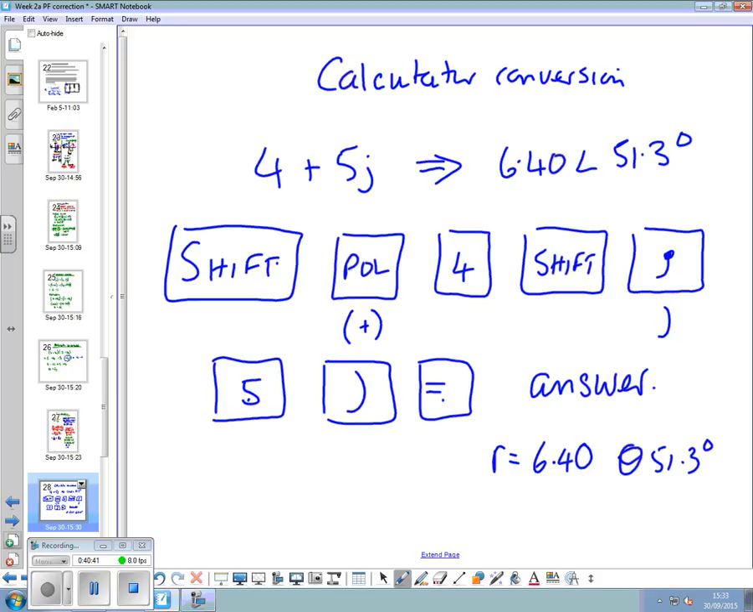So if you wanted to do some multiplication and you weren't going to need to come back again, you could convert from 4 plus 5j into polar and then do your multiplication or division via that method. All right.